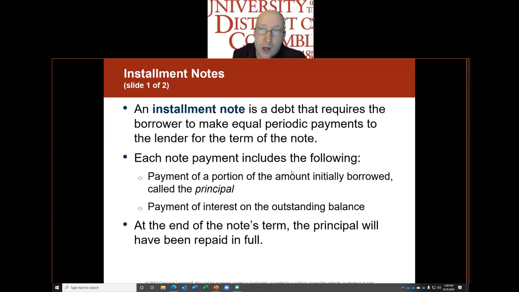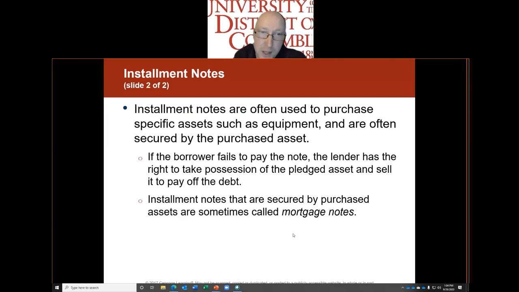Okay, installment notes. We talked a little bit about this in the last chapter. An installment note is a debt where the borrower makes equal payments back to the lender. Those regular installments are called a principal. There's usually an interest amount that's included. Principal plus interest is the payment amount. Principal gets allocated to the principal balance. Interest is allocated as an expense.